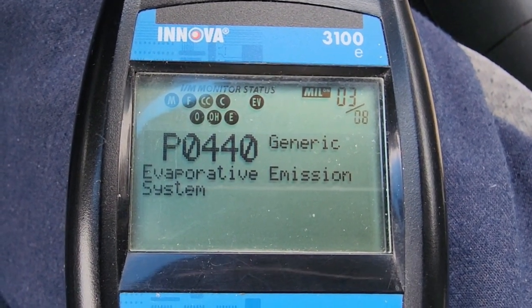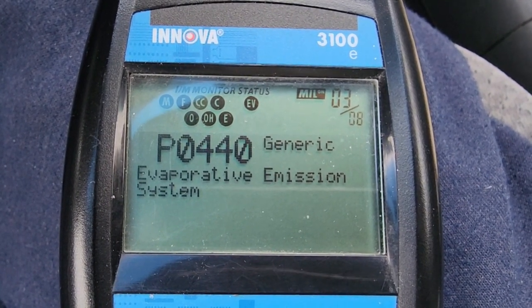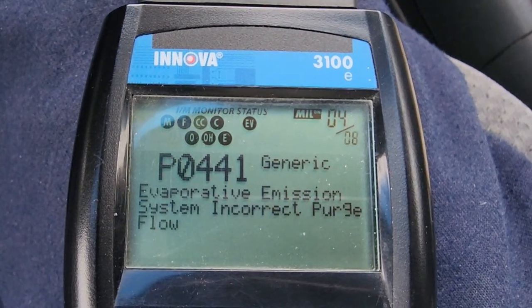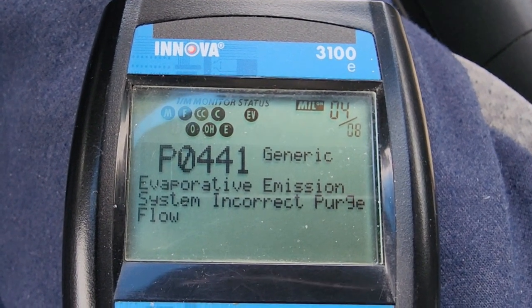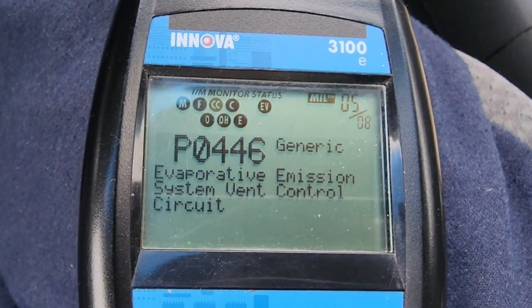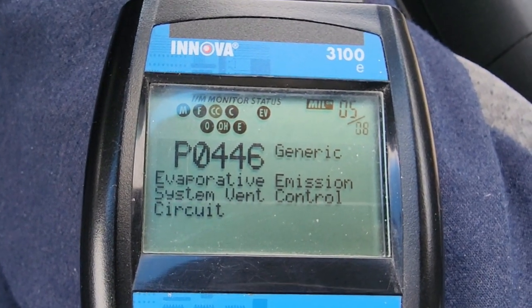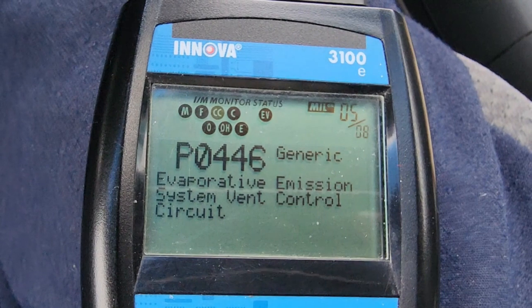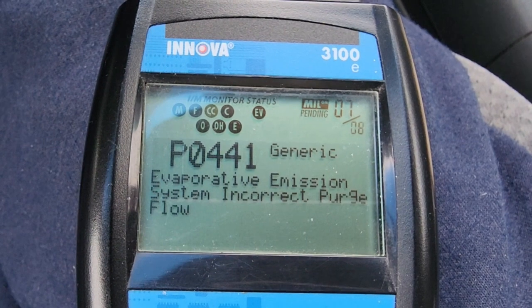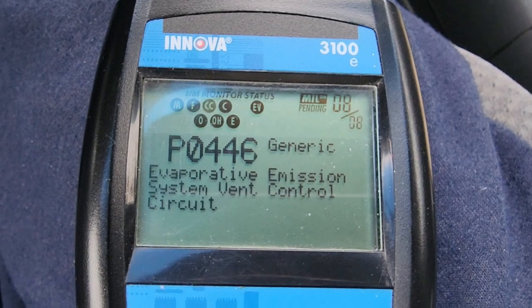P0440, evaporative emission system. P0441, evaporative emission system. P0446, this is a very common code in these models. Evaporative emission system vent control. And the same codes again.